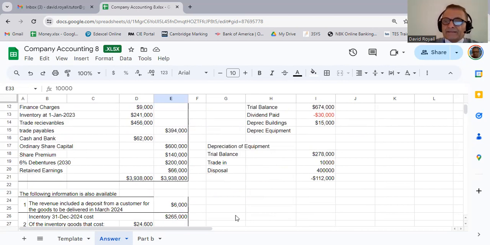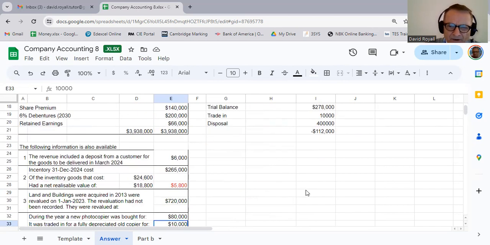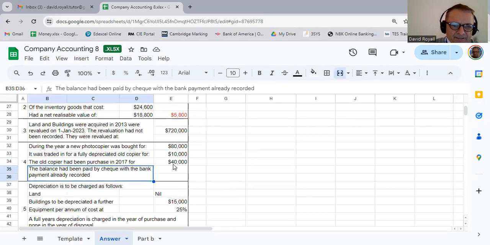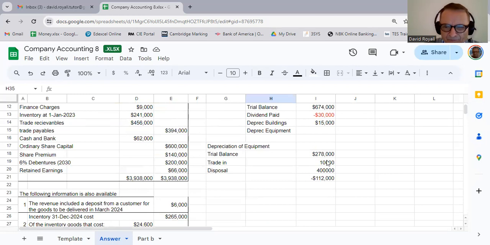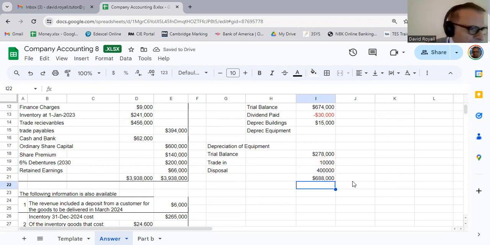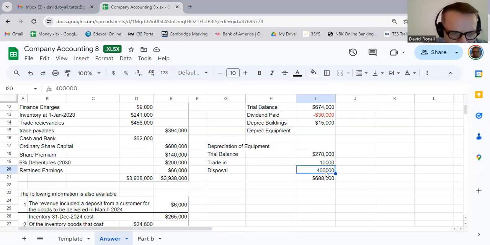So in fact, we didn't pay 80,000. We paid 80,000 in cash, which has been accounted for, plus 10,000 trade-in. But we disposed of 40,000 of assets. It says so here: the old copier had disappeared, and it's on the books for 40,000. So we're taking that figure off. So what have I got? Let's add these figures up together. So now what I've got is a figure of 328, which is a healthier figure.